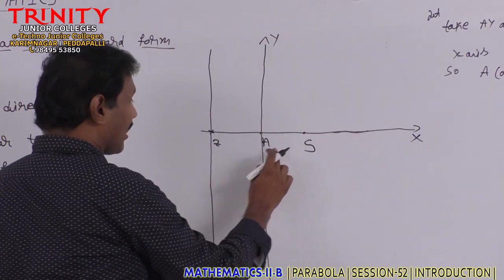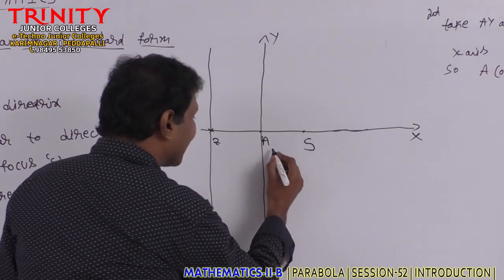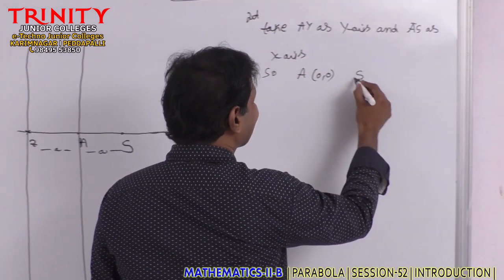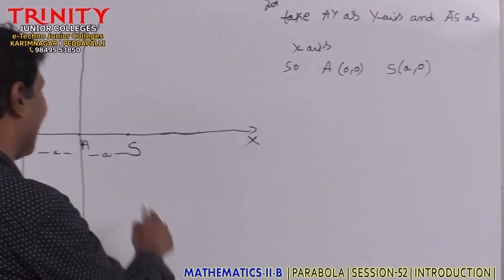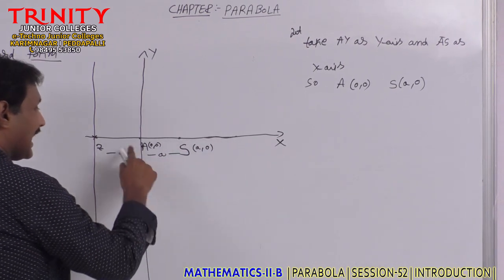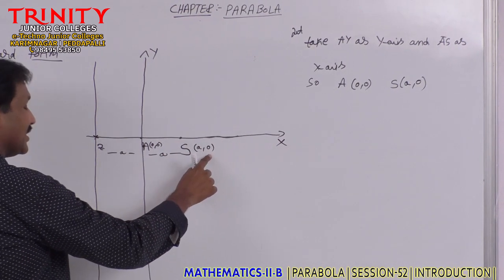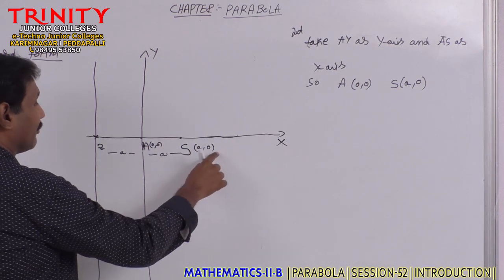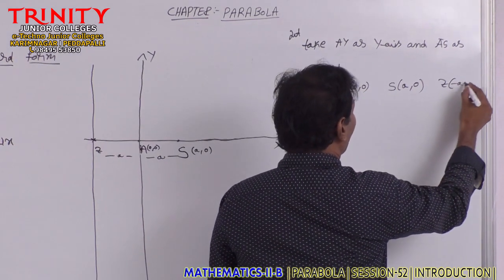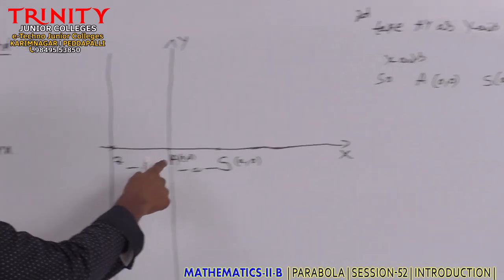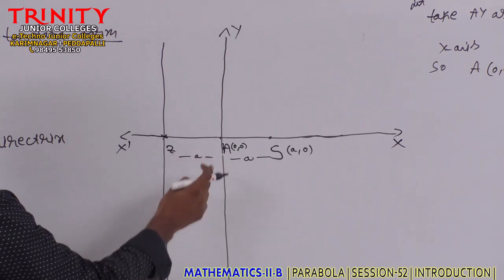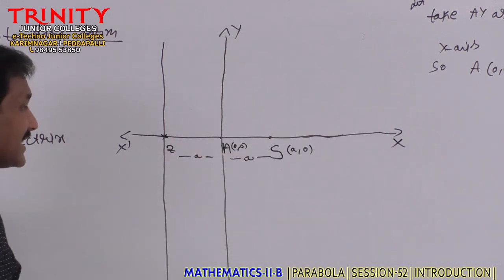So this is the y-axis, this is the x-axis, and automatically A is the origin. We know the distance between A and S is a. Therefore, the coordinates of the focus S are (a, 0). Any point that lies on the x-axis has y-coordinate 0. Z lies on the negative side, so the coordinates of Z are (-a, 0).